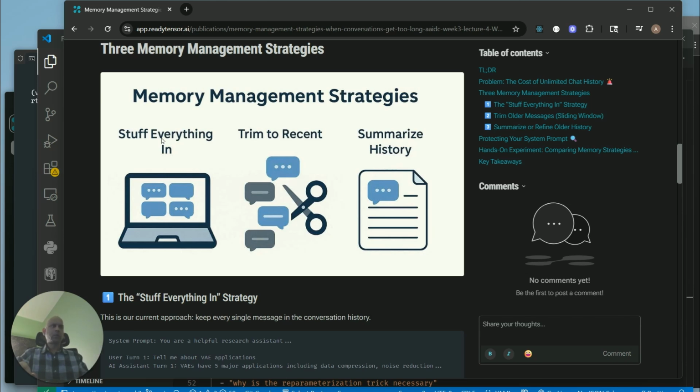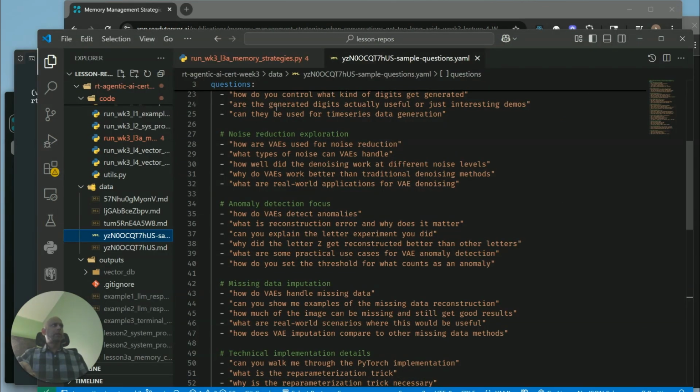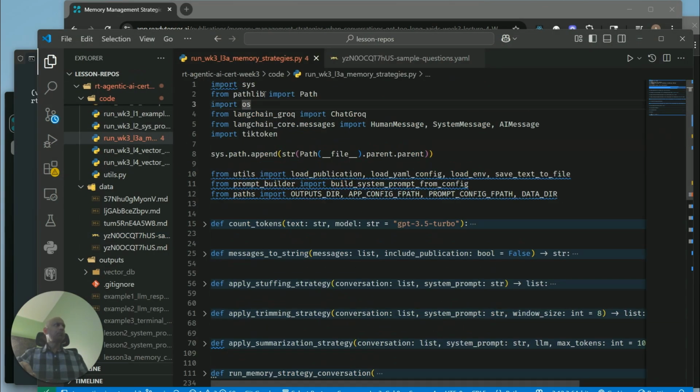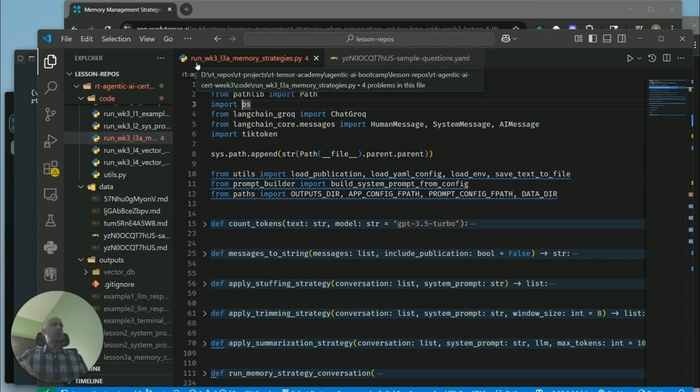I hope those are pretty straightforward, and these agentic frameworks like LangChain manage that for you, so you don't have to write your code yourself. But in this video, let's see a real simulation of what that would mean in terms of token usage. Again, there's a code repository connected to this lesson, and there's a script, run week 3 L3A. This is for lesson 3A, memory strategies.